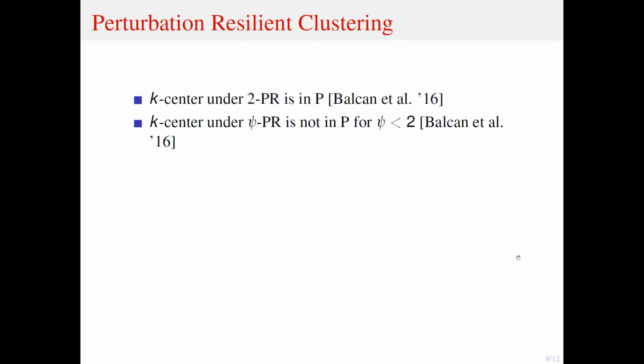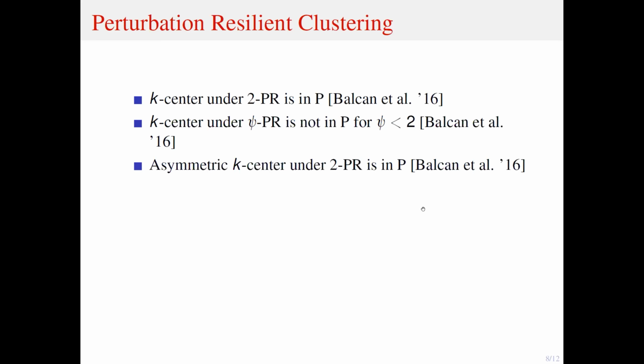And there is a rich literature on perturbation resilient clustering. For example, for K-center, under 2PR, we know that this problem can be solved in polynomial time. And this is a tight bound. This 2-factor is tight. And one can obtain this polynomial time algorithm even for the general case of asymmetric K-center, where the distances are not necessarily symmetric. And note that the general version of this problem is hard to approximate within any constant factor.